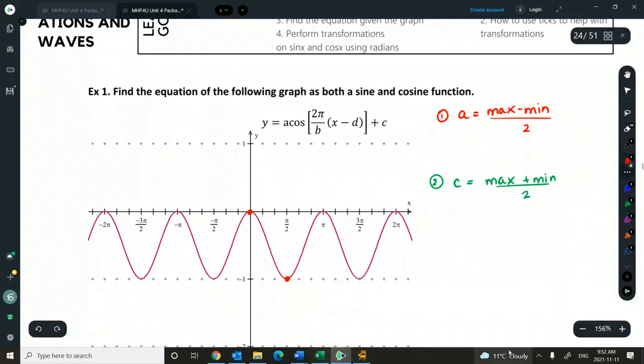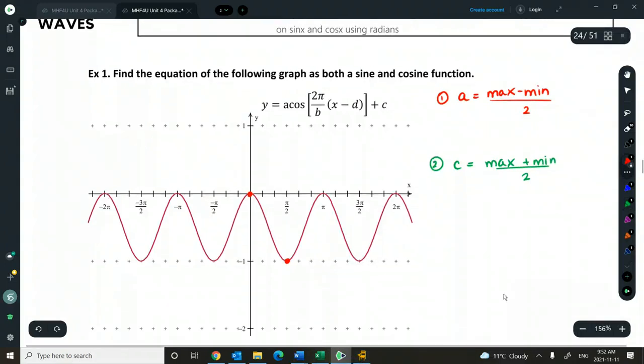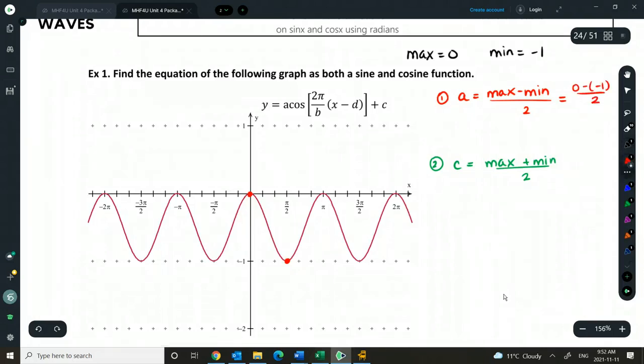So I think maybe we can take these two up. Did everyone find these already? Okay, so what'd you guys get? Firstly, what is the max and min? Rebecca, what'd you use for your max and min? Okay, so max is 0, min is -1, and then what'd you get for A and C? All right, so A is positive half, then we do 0 plus -1 over 2, and we get -1/2.